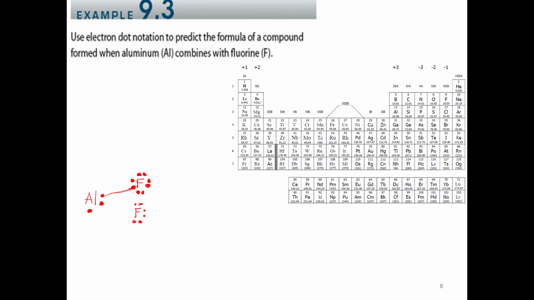7. And now if these two react, then aluminum will transfer 1 electron to fluorine. Aluminum needs to transfer 1 more electron because the 2 fluorines are stable, but aluminum is not stable. Then we need 1 more fluorine here.